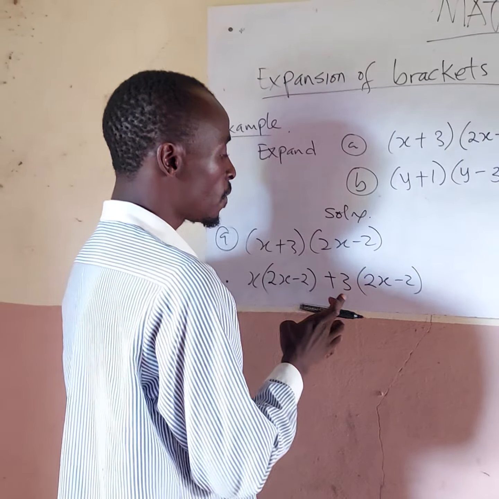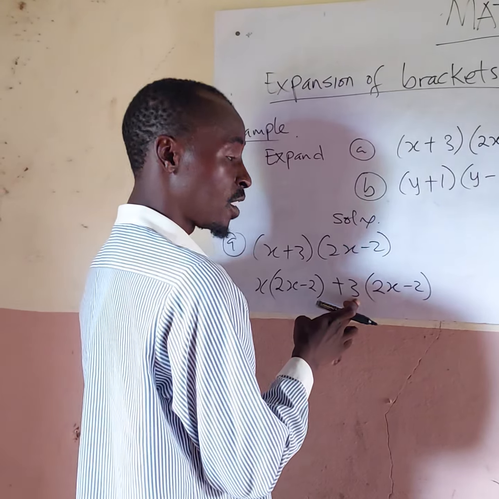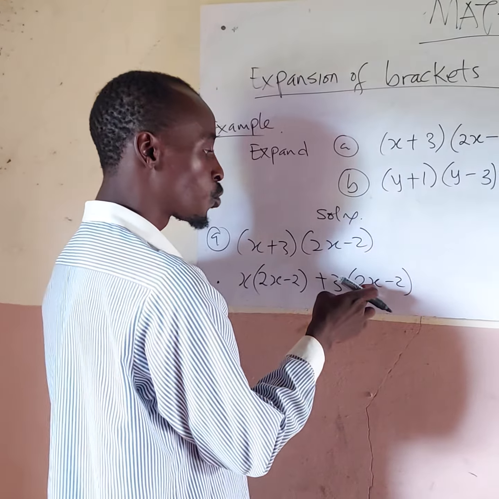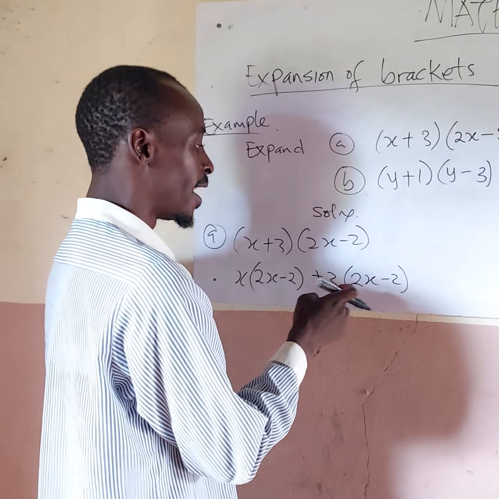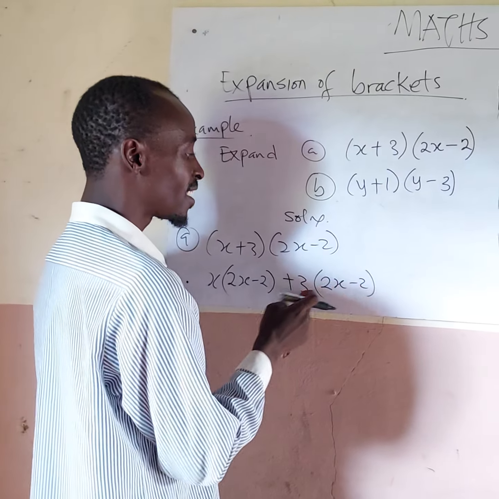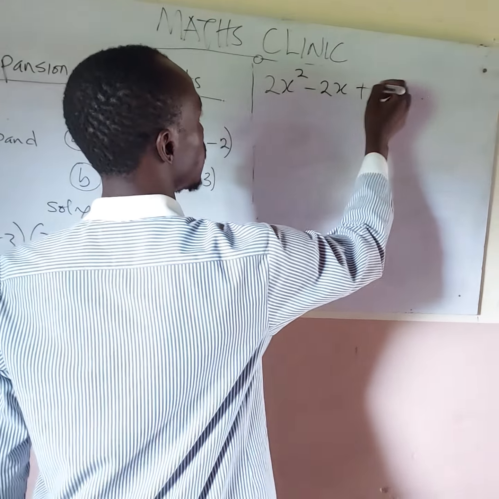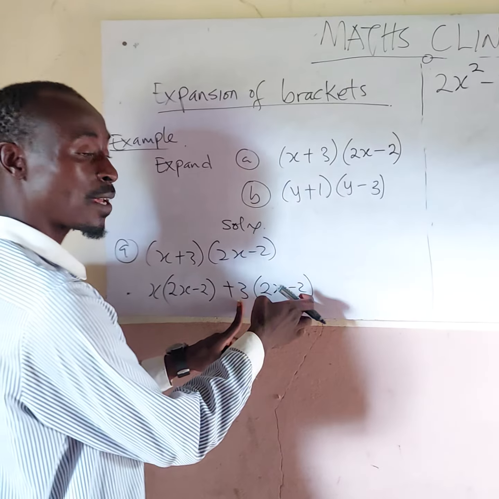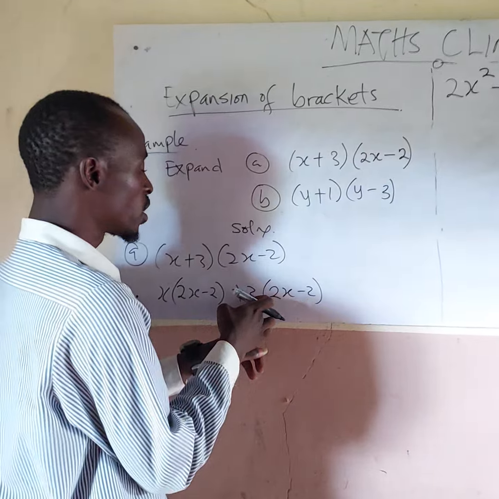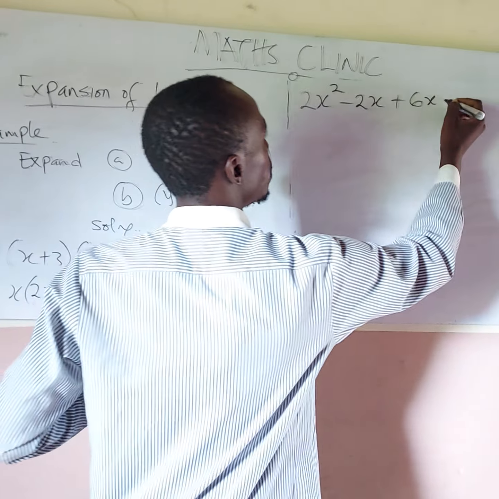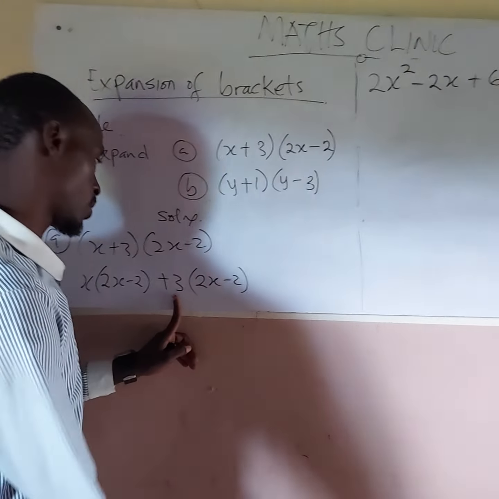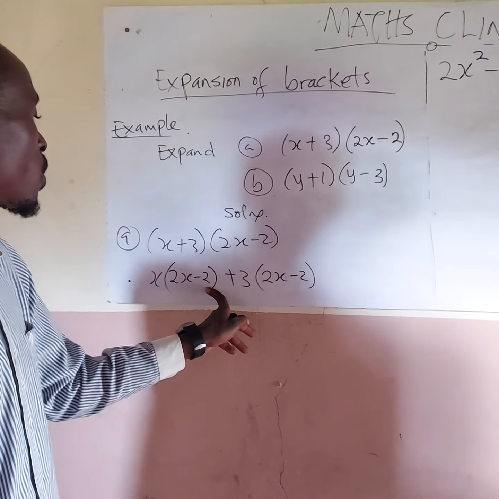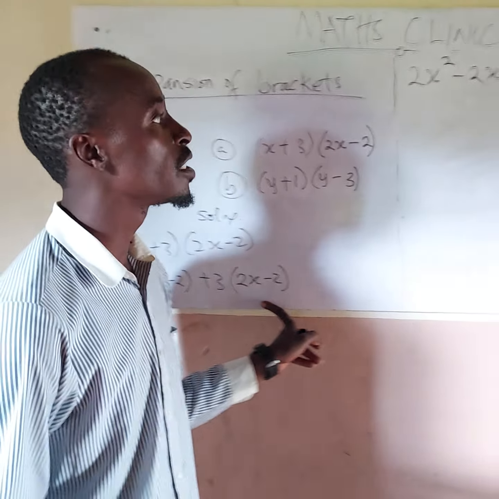In the second bracket we have positive 3. 3 times 2x. So 3 times 2 is 6, but there is x, so it's 6x. So you have positive 6x. Of course, 3 will still multiply the second number, which is minus 2. So 3 times minus 2 is minus 6. So this has opened this bracket. This has also opened this bracket.